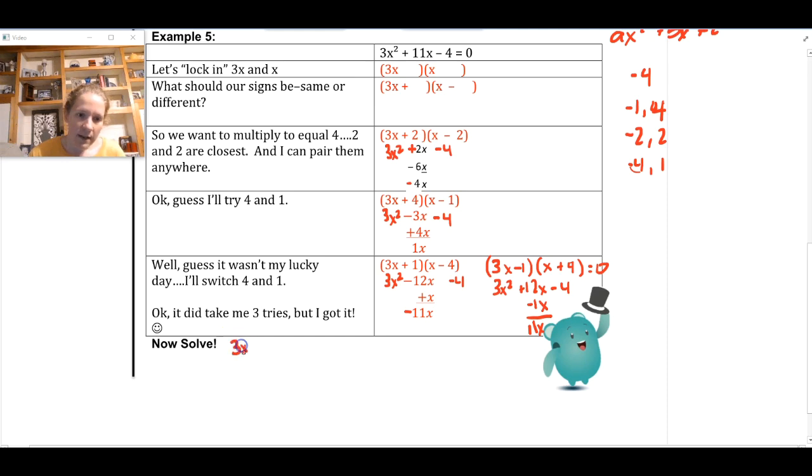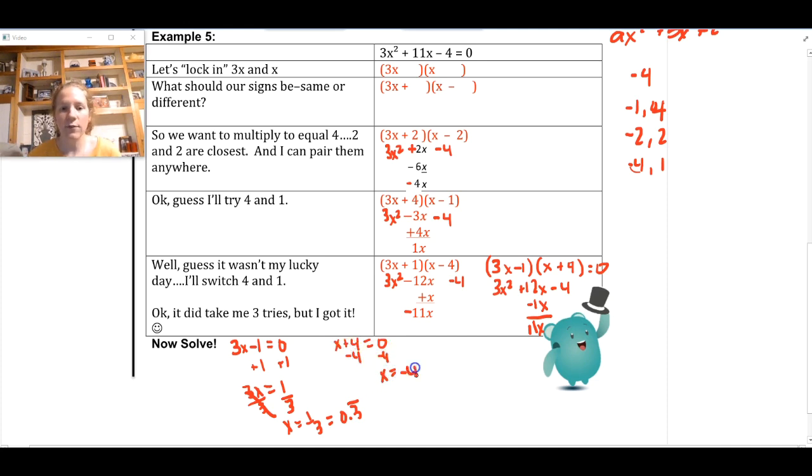All right, in order to solve, I'm going to set each factor equal to 0. 3x minus 1 equals 0, and then x plus 4 equals 0. I'm going to add 1, and I get 3x equals 1, divide by 3, and I get x equals 1/3, or 0.3 repeating, whichever you like. And then over here, I'm subtracting 4, and I get x equals -4. All right, so my two answers: x is equal to -4 and 1/3.